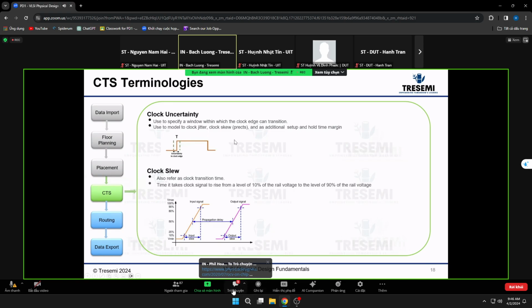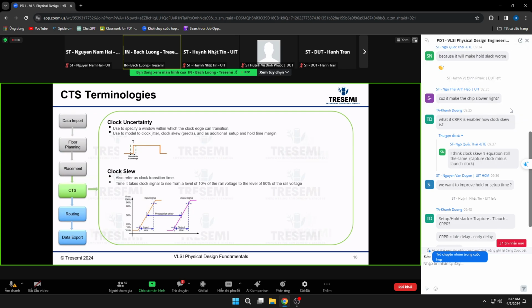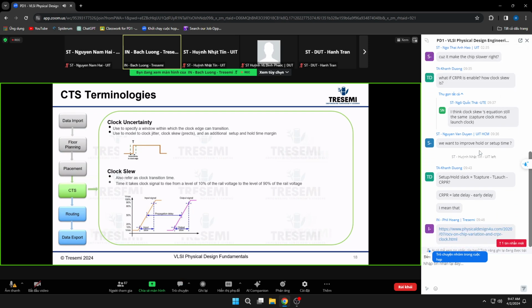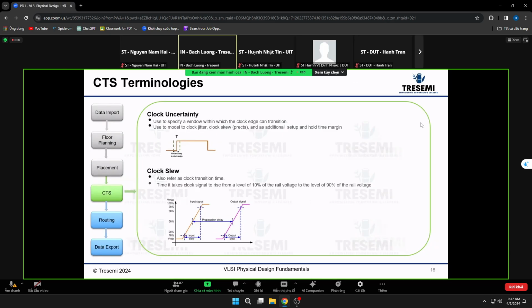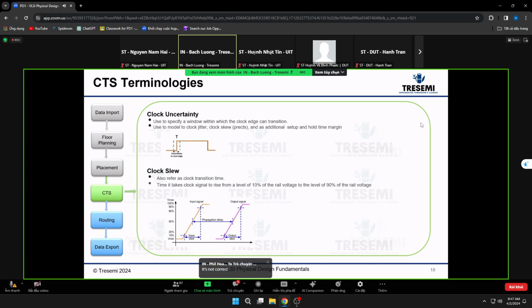So setup margin and hold margin: design managers and so on like to have a safety margin, so we'll add some margin around the setup and hold. For example, if the hold time you need is 10 picoseconds, they may want to set it as 20. So if you set it to 20, you have 10 extra, so you still need 10. It's just a safety margin you add in, same for setup.